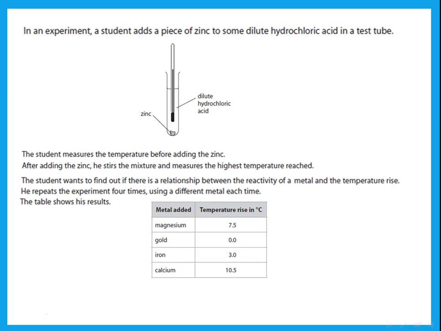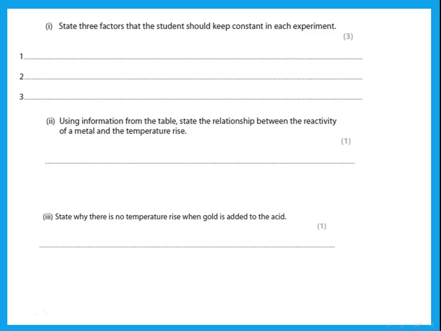And then he wants to find out if there is a relationship between the reactivity of a metal and the temperature rise. So he repeats the experiment 4 times using a different metal each time. So basically, he's putting different metals into the acid, measuring the initial temperature and the final temperature so he can determine how much rise in temperature there was. Okay, so state 3 factors that the student should keep constant in each experiment. So he should be changing only the type of metal.